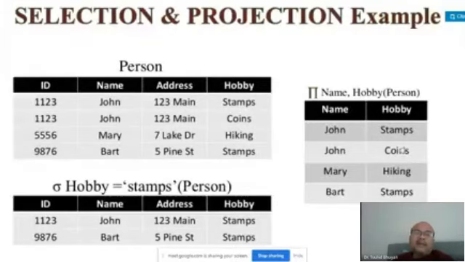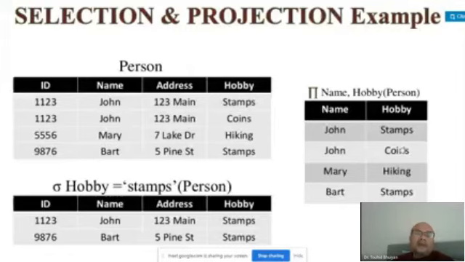So if I need to find those people who collect stamps, I can write the relational algebra expression as sigma hobby equals stamp within brackets person, which means person is a table. From that table, find the records of those people whose hobby equals stamps. Hobby is a column name. If that column contains stamp, then show me the whole result.